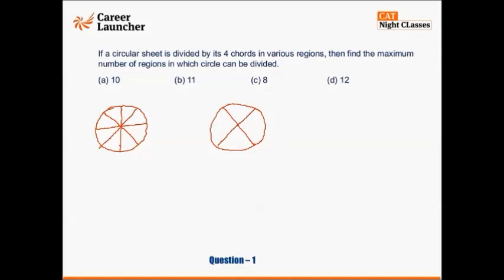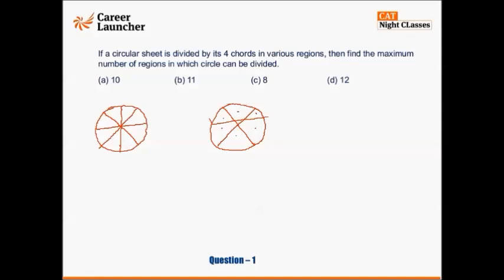Okay, guys? Great. Coming back to the question, the moment I draw the third chord and ensure that it passes through the same point, I'm reducing the number of regions that will be created. So, if instead I ensure that it does not pass through the same point, I've increased the number of regions. 1, 2, 3, 4, 5, 6, 7. Yes or no? Is this part clear? Brilliant.